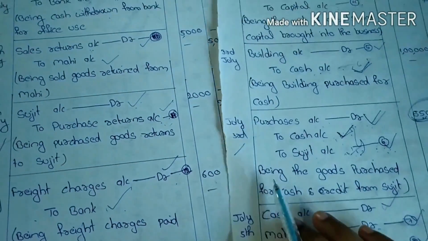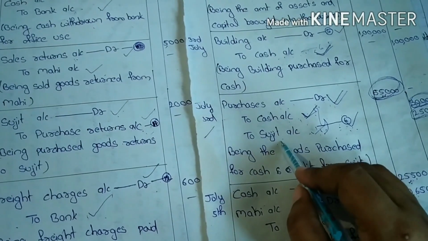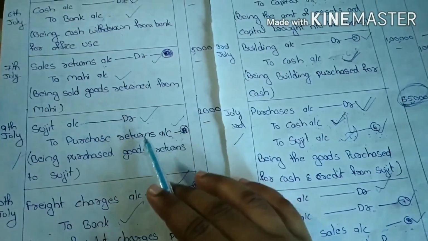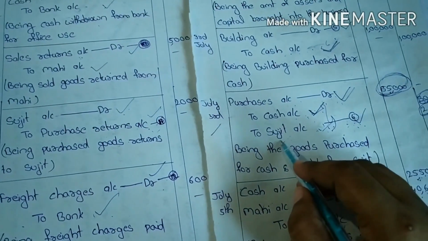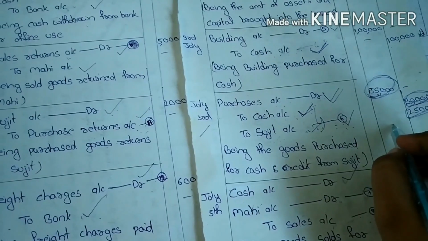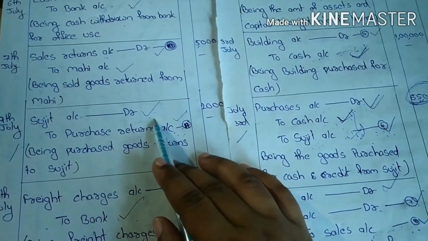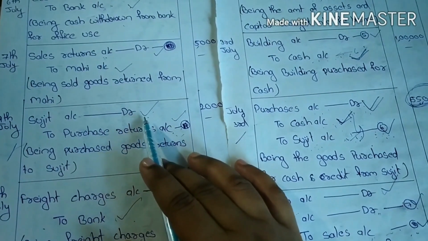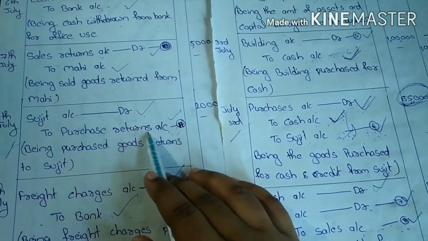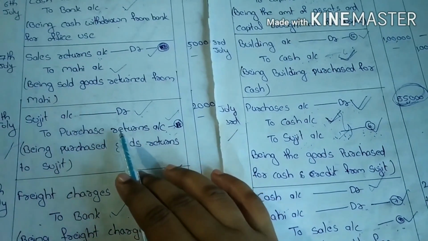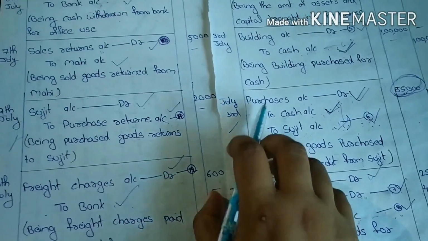So see, on 3rd July there is a credit purchase, and on 9th July purchase returns. It means on 3rd July he purchased goods from Sujit for 25,000, right? On 9th July you returned some goods to Sujit, right? Here Sujit is the receiver, so your 2,000 of goods should be returned to Sujit. So the purchase returns. So 2 transactions are involved for the Sujit account, right?